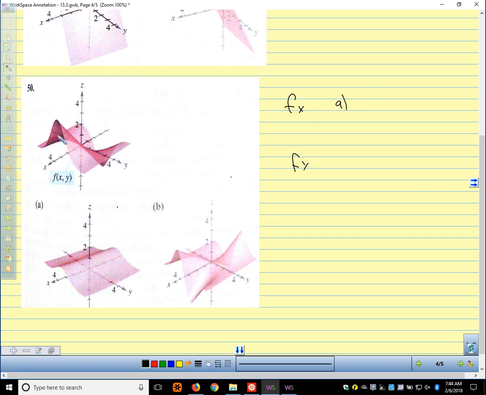Partial with respect to y is a little different. As we move in the positive y direction, we go downhill, and then we go back uphill.